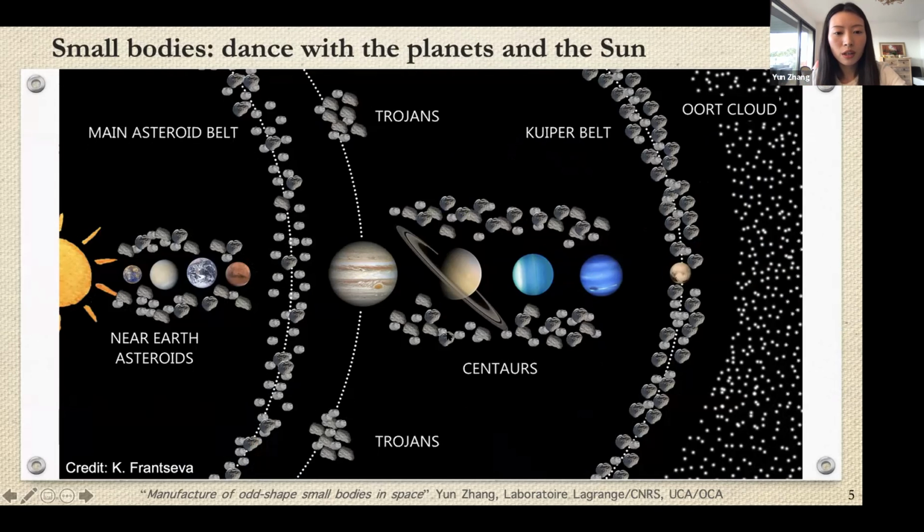This figure shows a schematic view of the solar system, and we have small bodies distributed over a very large range of semi-major axes. The small bodies in the inner solar system are dominated by rocky and mantle materials, which are called asteroids. In the outer region, small bodies could contain large amounts of volatiles. So when they are scattered into the inner solar system, they will become active due to the heating of the Sun.